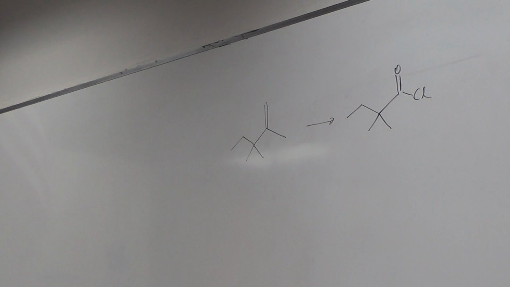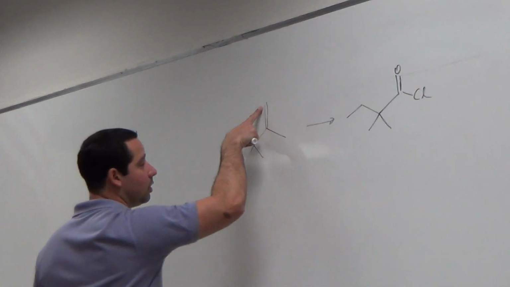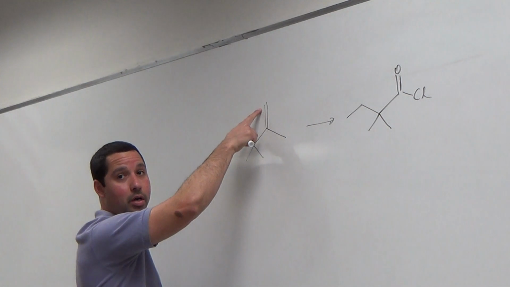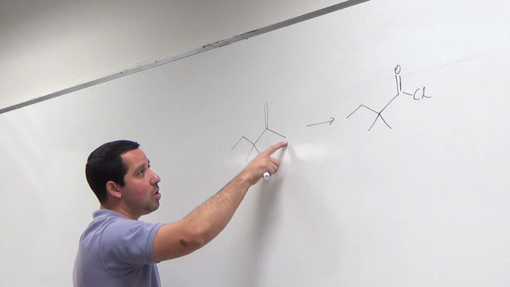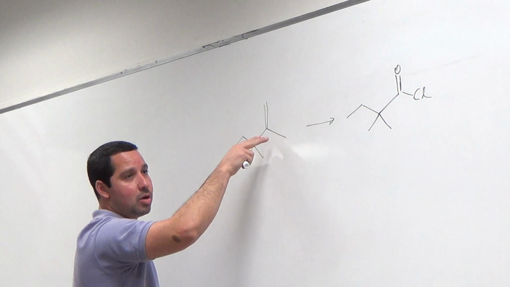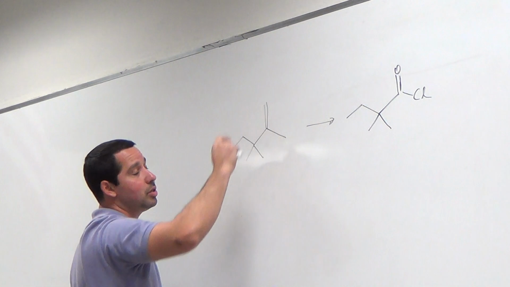Can you use Markovnikov or anti-Markovnikov addition? No, you cannot use it, because you will keep this carbon. We lost a carbon here, and that carbon is gone too. We lost two. So if I do addition of OH anywhere, that carbon will stay. I need to get rid of this carbon.